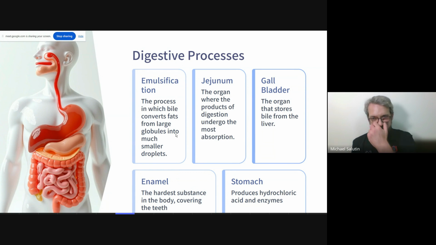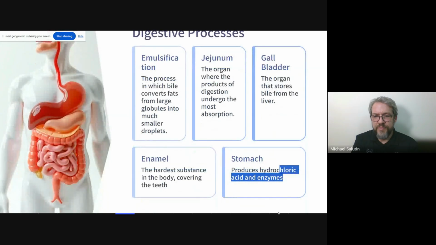This is very important because without this, we could not really break down fatty foods at all. There are some types of animals that cannot eat fat because they don't really have much of a gallbladder, and fat is indigestible to them.